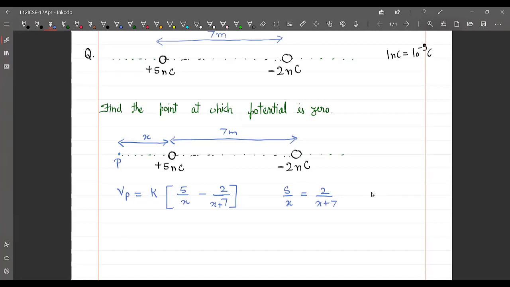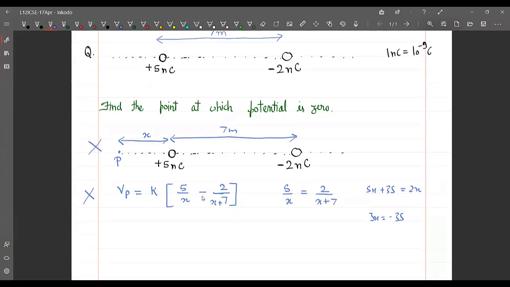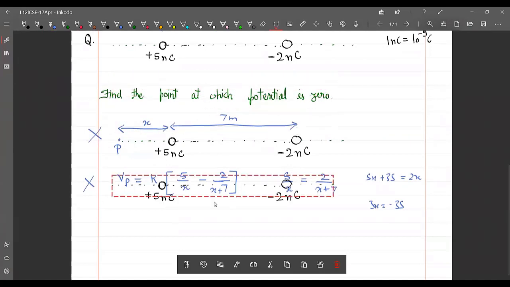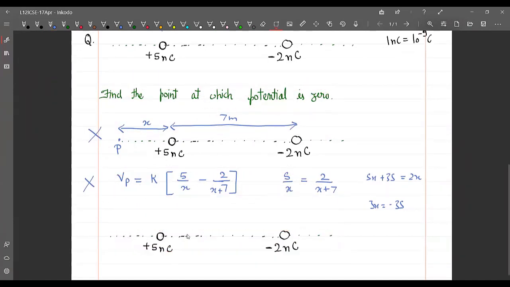If you solve this, it's not possible, I think. x will come out to be negative. So this case is not possible. Second case we can take, in which I can choose the point to lie in between somewhere here. So if I call this x, then this will be 7 minus x.